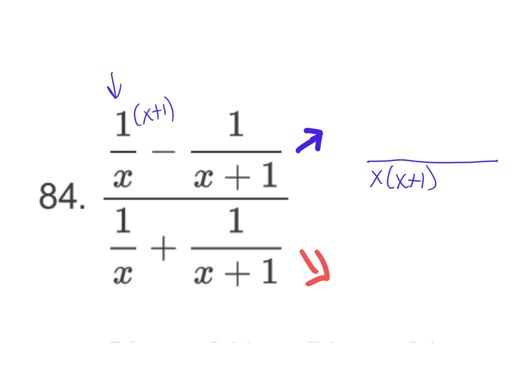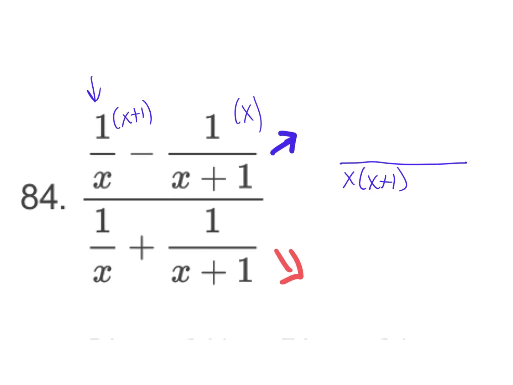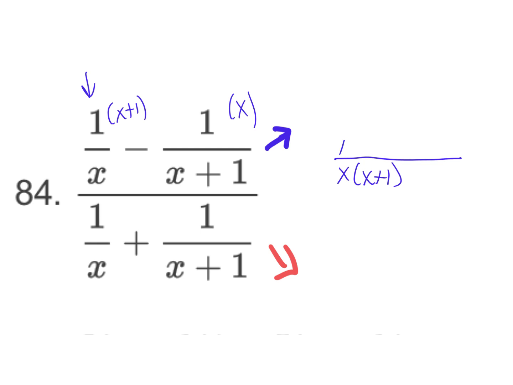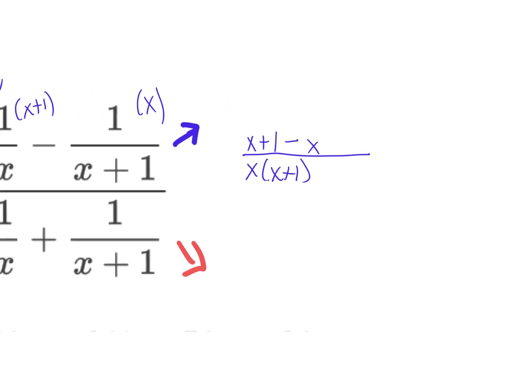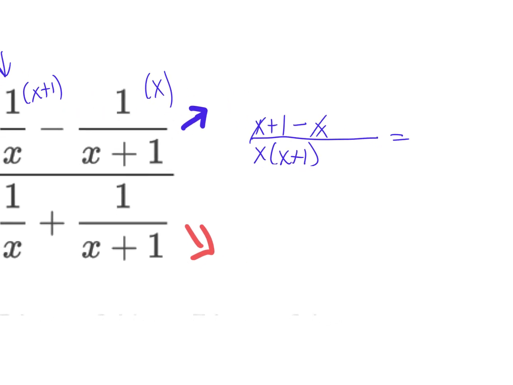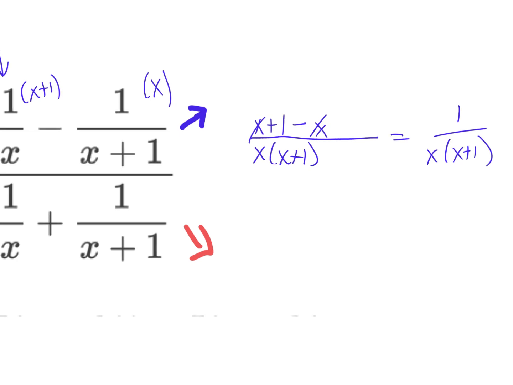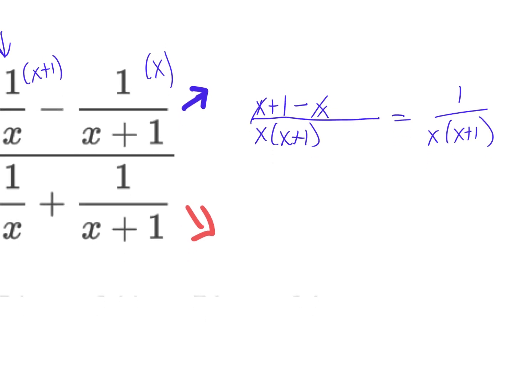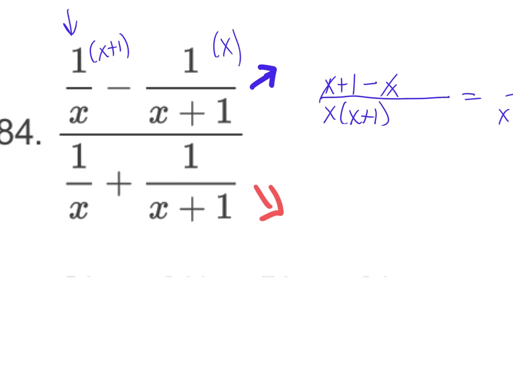My second fraction has the x plus 1. What's it missing is the x. So in my blue fraction in the top, I have x plus 1 minus 1x. So when we simplify this, it just becomes 1 over x times x plus 1. So now I'm going to look at my denominator. I'm going to do the exact same thing. So I'm going to say, okay, what's my common denominator between these two? Again, it's going to be x times x plus 1.